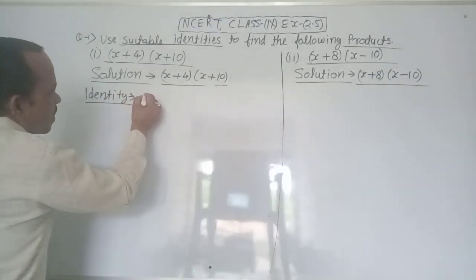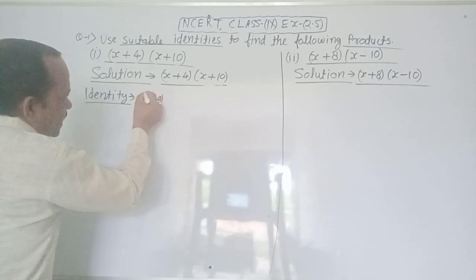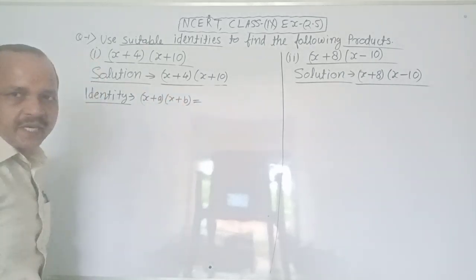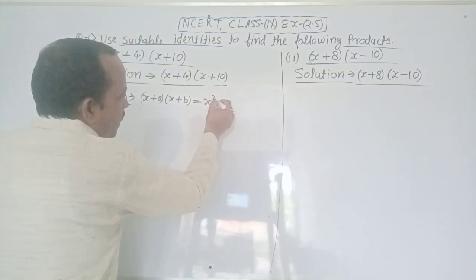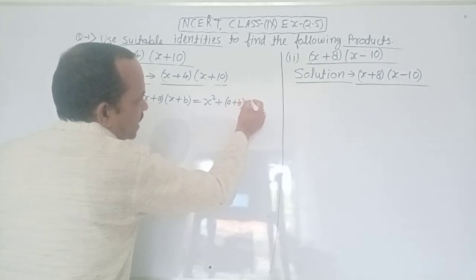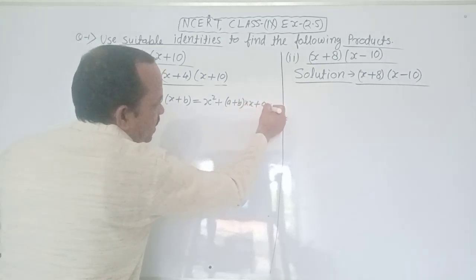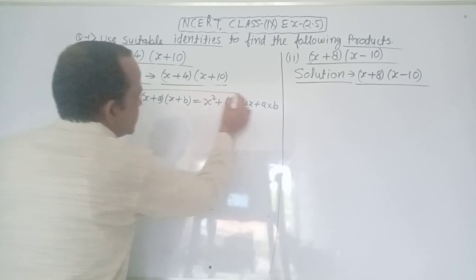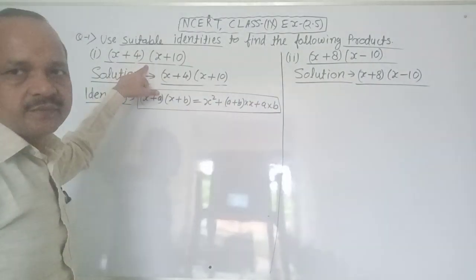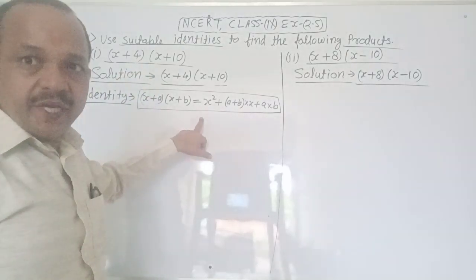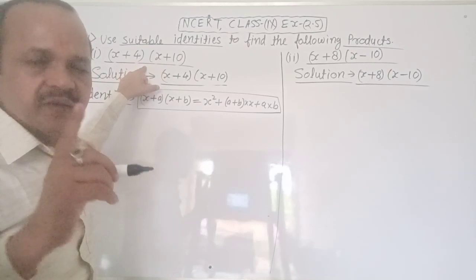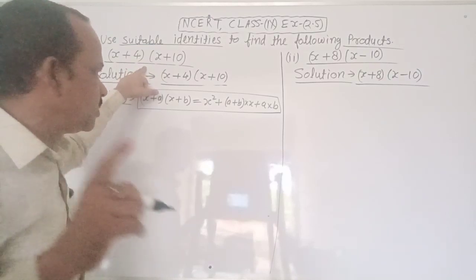Identity: x plus a in first brackets, x plus b in second brackets equals x square plus a plus b, brackets closed, multiply x, plus a multiply b. It is the identity for this question. This identity is suitable for this question. My words are clear, no confusion about it. Very good.